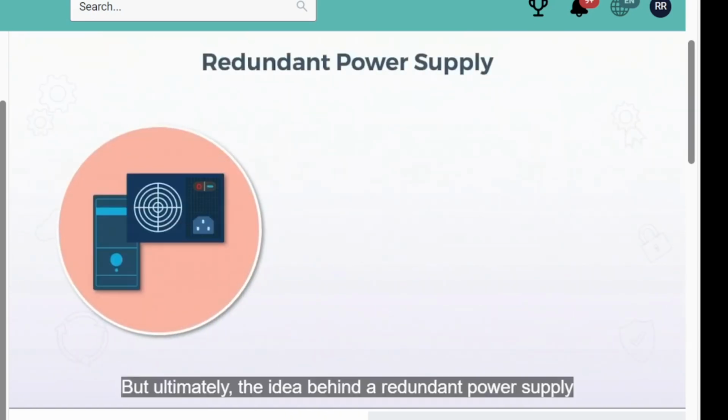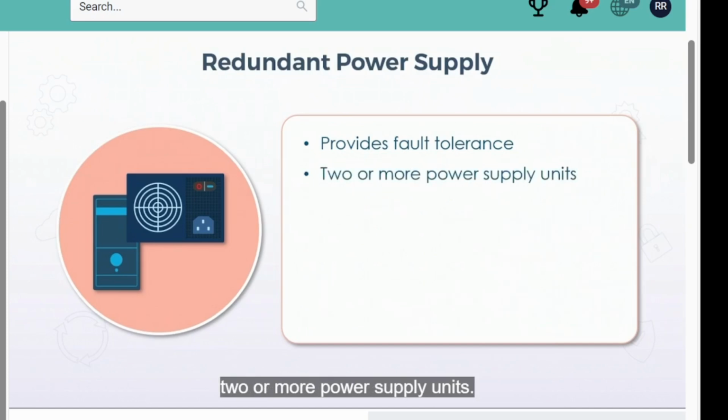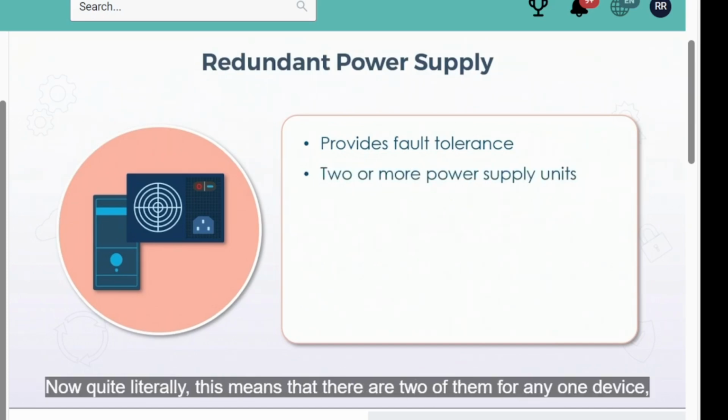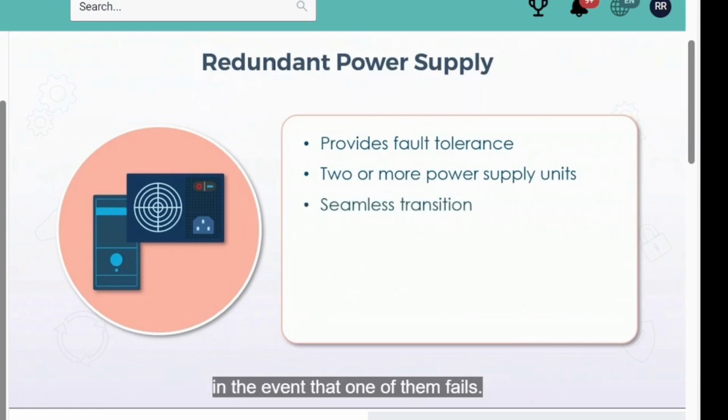But ultimately, the idea behind a redundant power supply is that it provides fault tolerance by implementing two or more power supply units. Now, quite literally, this means that there are two of them for any one device, and this allows you to implement a seamless transition in the event that one of them fails.